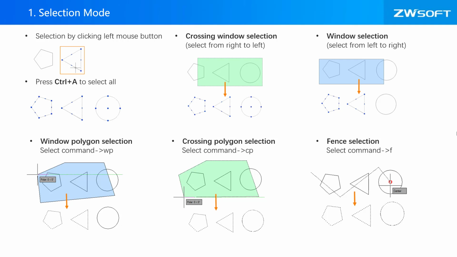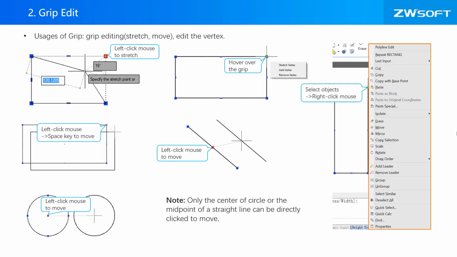You can use your left mouse button to select objects in ZWCAD, or press Ctrl and A to select all the objects in the drawing. ZWCAD provides crossing window selection, window polygon selection, crossing polygon selection, and fence selection. In ZWCAD, all the selected objects will show grip points. You can left-click your mouse to use grip editing to add the vertex.